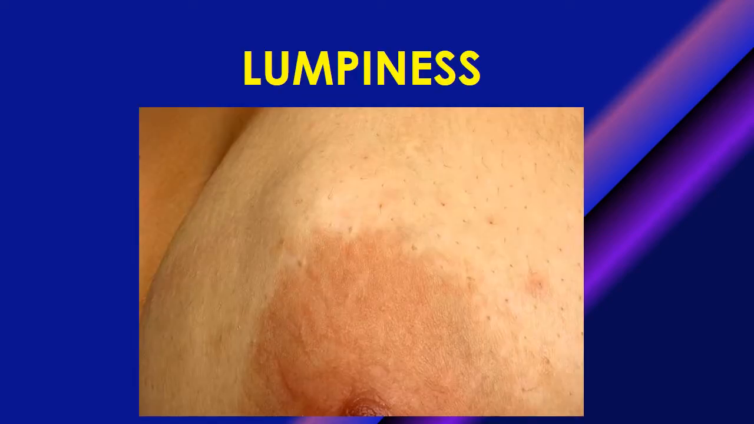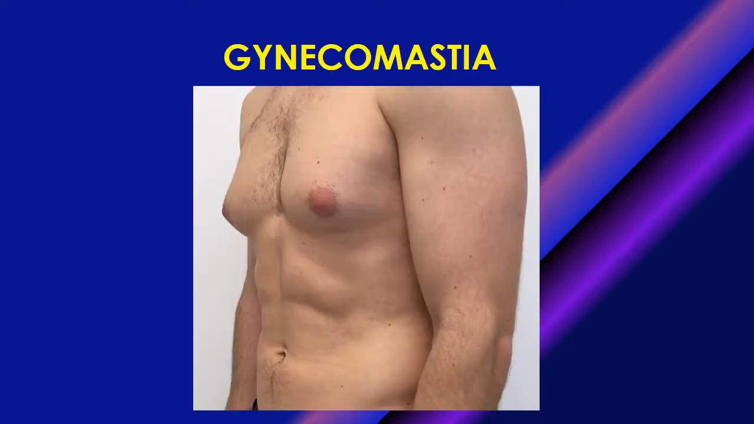Lumpiness or diffuse nodularity throughout the breast is usually the result of normal glandular tissue, but when pronounced, imaging studies may help to determine whether a discrete mass is present. Gynecomastia is the only common breast symptom in the male. There is an increase in breast stromal and epithelial cells, resulting from an imbalance between estrogen and androgen.